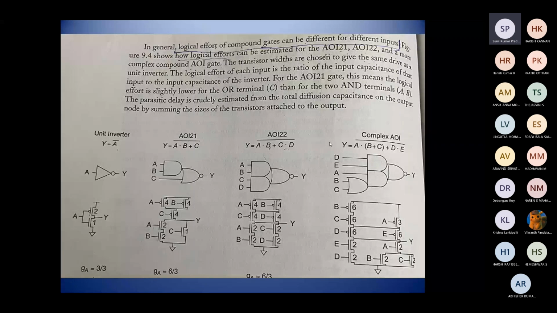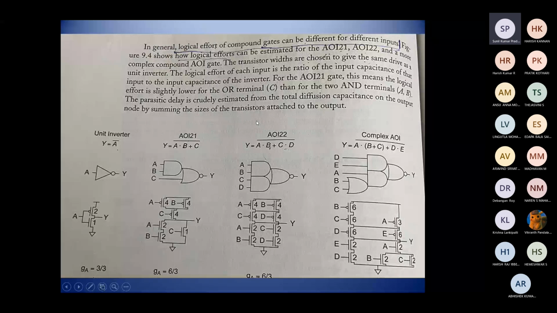You can see here the AOI, that means AND-OR-Inverter 21 gate. This means the logical effort is slightly lower for the OR terminal C than for the two NAND terminals A and B. Now, the parasitic delay is estimated from the total diffusion capacitance on the output node by summing the sizes of the transistors attached to the output.